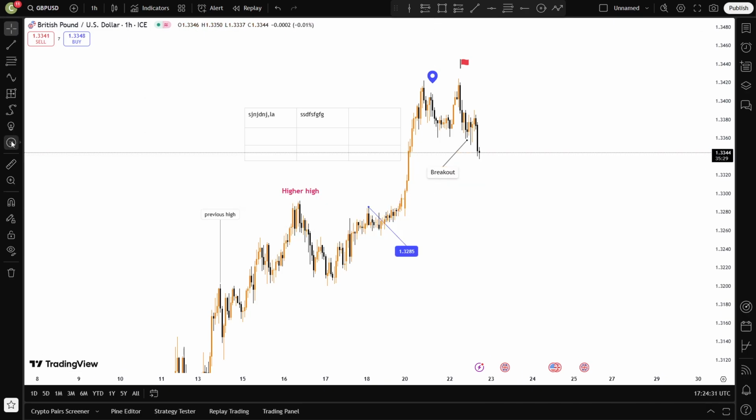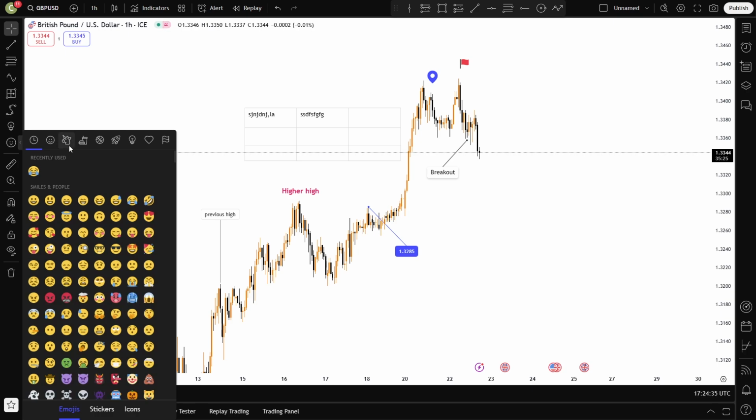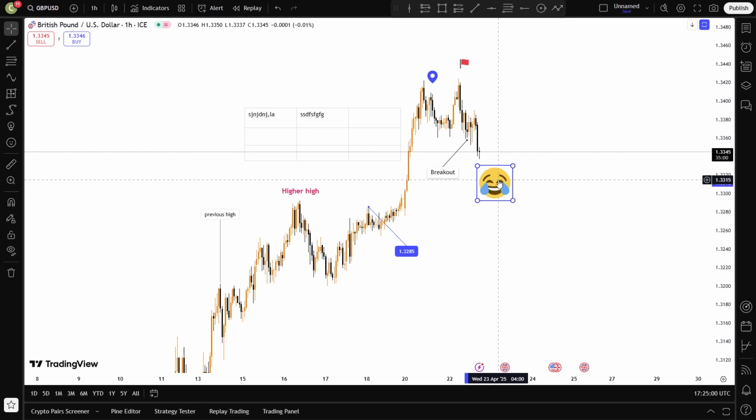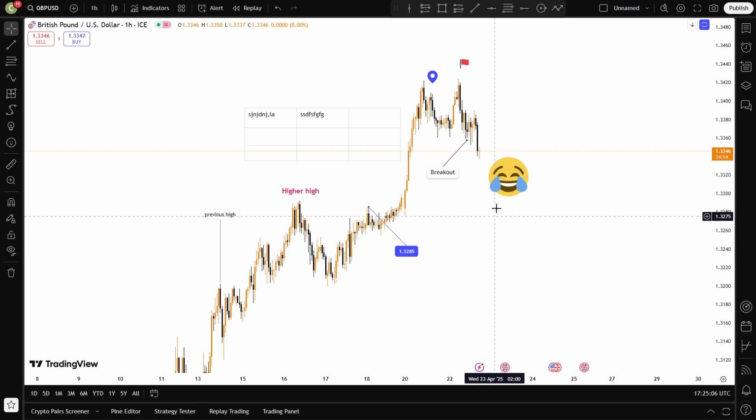Now moving on, we have the icons. Under the icons, there are many flags, stars, arrows, and even emojis inside, and it's great for keeping visual cues. You can just select any icon at all and click, and it just appears on the chart. You can resize it anyhow you want, and that's just with the icons.